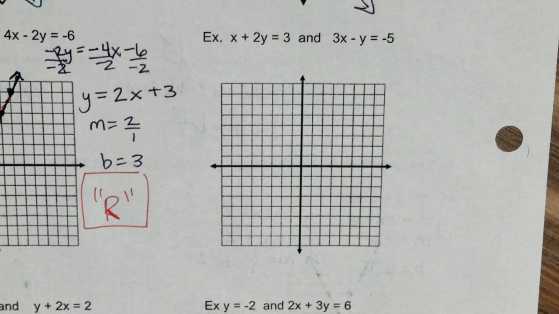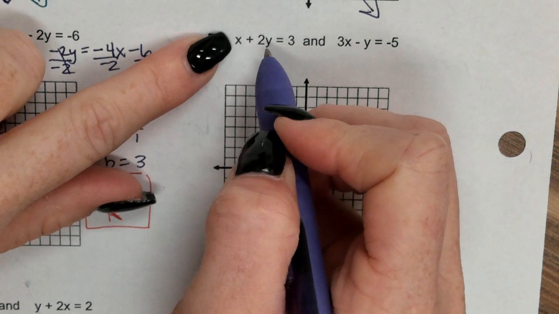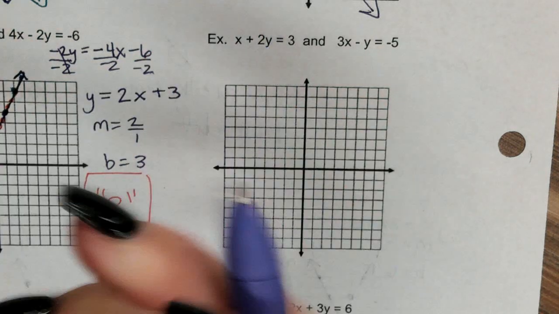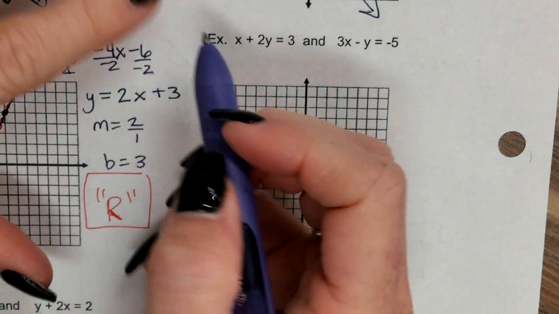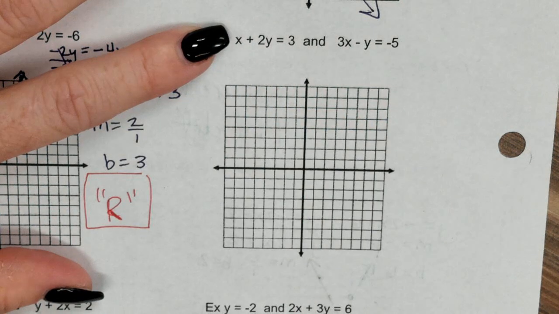What's the first thing I need to do? Rearrange. So let's go rearrange this one. I'm going to keep the y on the left side, right? So am I going to get rid of the x or the 2? What do I have to get rid of first?